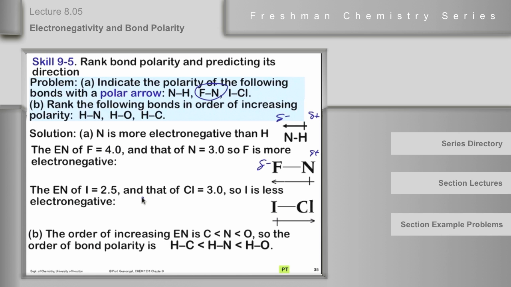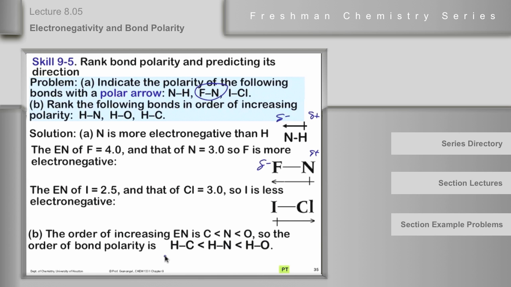Okay? If we look at the electronegativity of carbon, nitrogen, and oxygen, all of which are in the bonds to hydrogen here, carbon is the least electronegative and oxygen is the most, and so the OH bond is going to be the most polar and the CH bond is going to be the least polar. So the order of increasing polarity is CH less than NH less than OH. Questions on that?